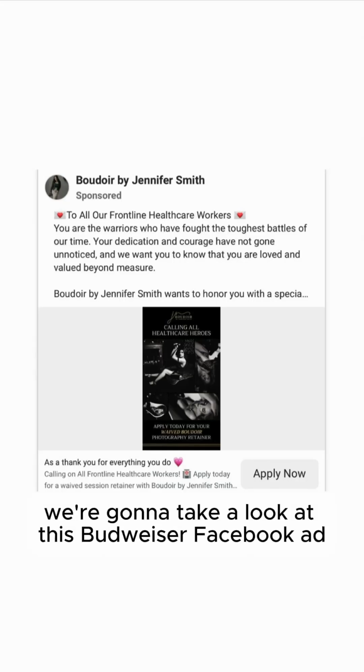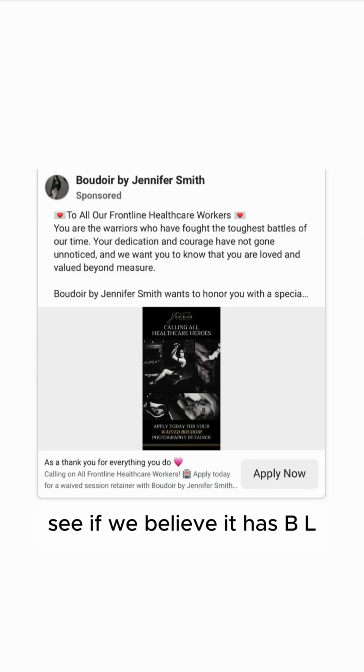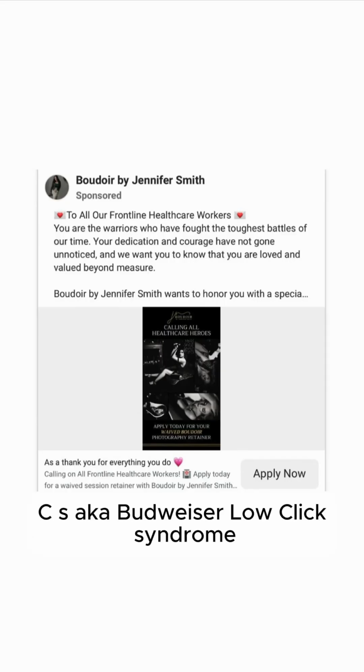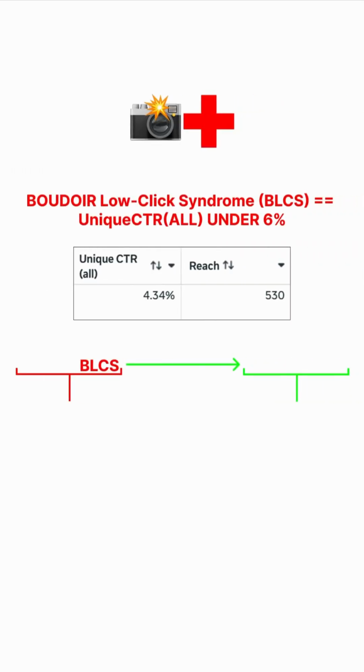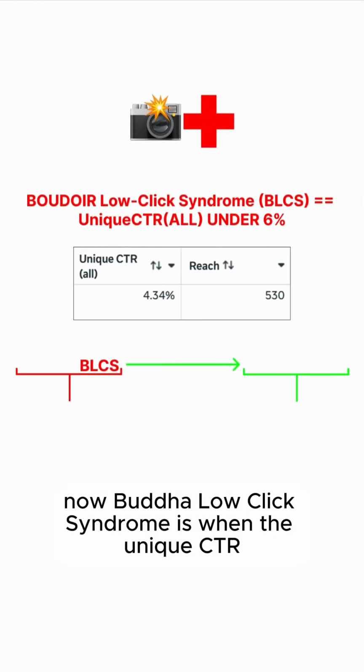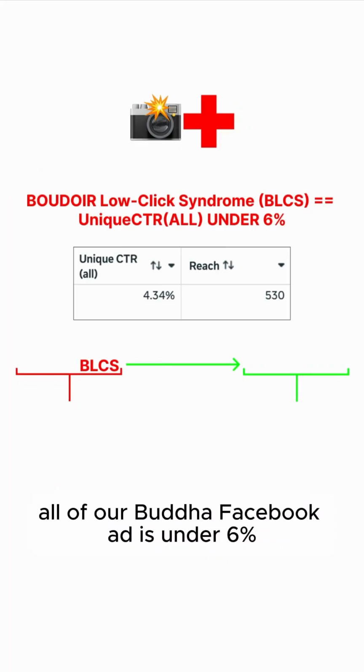All right, y'all, we're going to take a look at this Boudoir Facebook ad, see if we believe it has BLCS, aka Boudoir low click syndrome. Now, Boudoir low click syndrome is when the unique CTR on all of our Boudoir Facebook ad is under 6%.